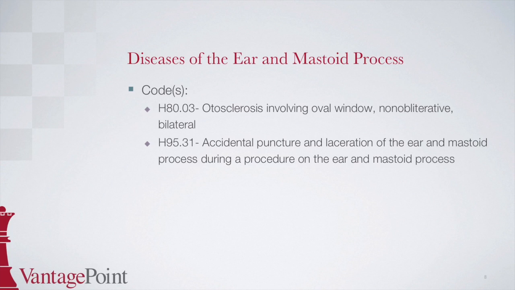Though a complication is present, the reason for the encounter was surgery for autosclerosis, and the complication was resolved. Therefore, the complication code would not be coded first. However, if the reason for the visit was to repair the complication, then that code would be sequenced first.